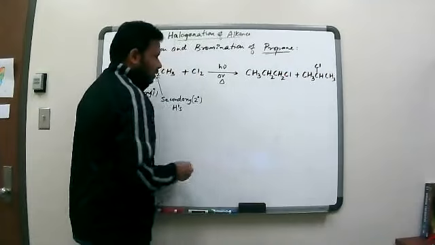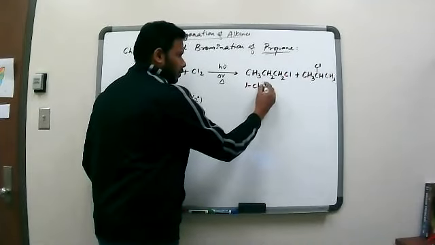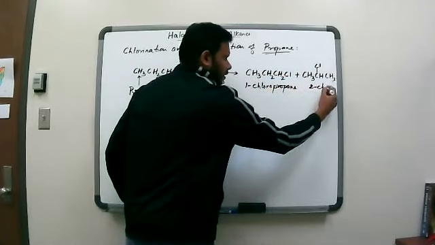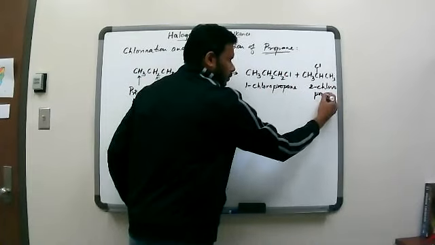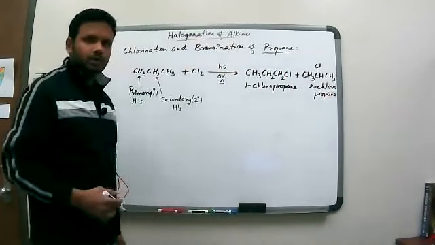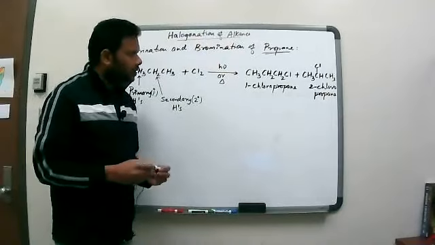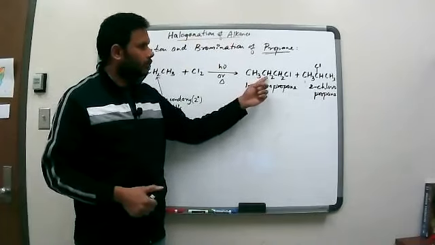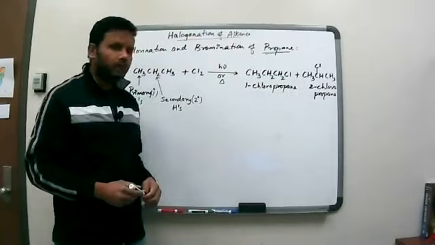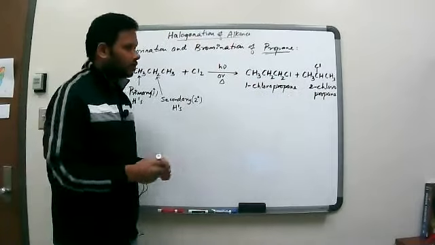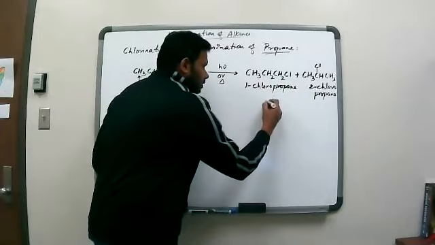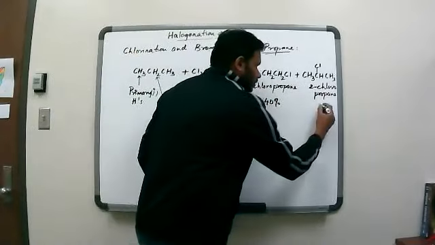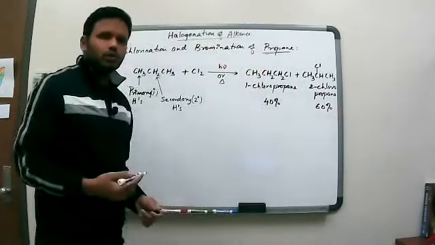So the product here is 1-chloropropane, and then we have 2-chloropropane. Those are our 2 product possibilities. So what we were saying is, statistically, we would hope that we will get more of the 1-chloropropane and less of the 2-chloropropane. But the actual ratios in terms of percentages is we get 40% of the 1-chloropropane product, and we get 60% of the 2-chloropropane product.